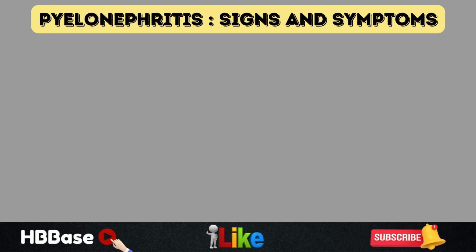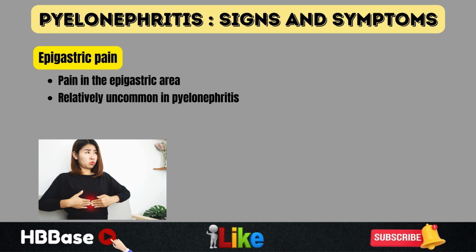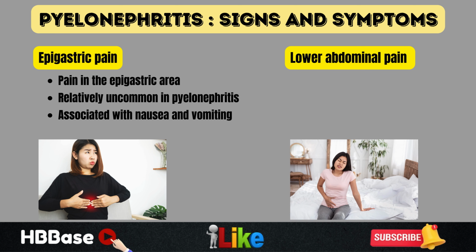Now, some other findings we can see with a kidney infection include epigastric pain. So epigastric pain is going to be pain in the epigastric area. So the epigastric area is the area above the belly button. This is going to be relatively uncommon in pyelonephritis, but it can occur, and it may be associated with nausea and vomiting. We can also see lower abdominal pain as well.